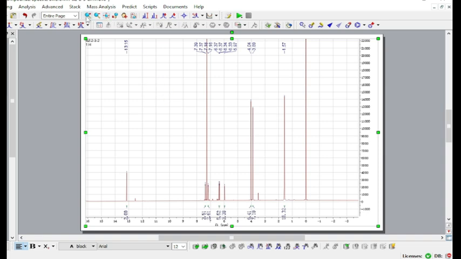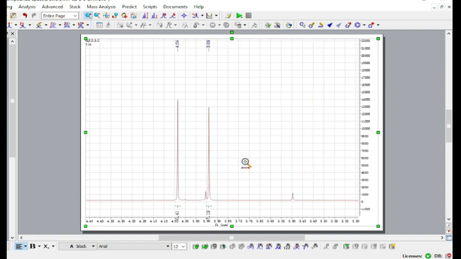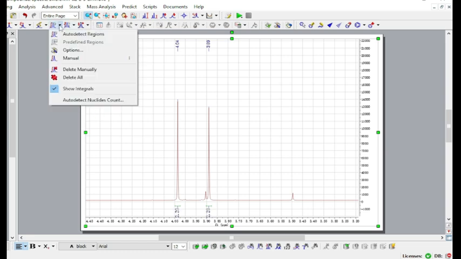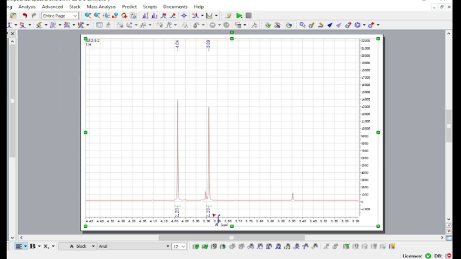Now, another way to do it. We started with the signal at 13. What if we start with these two signals? We have a signal at 3.89, and usually if you have a CH3 group next to oxygen, a methoxy group, then the signal appears above 3 ppm, that is 3.5, 3.6 ppm. So we have the signal here, around 3.8 ppm. Now we can assume that this is a CH3.